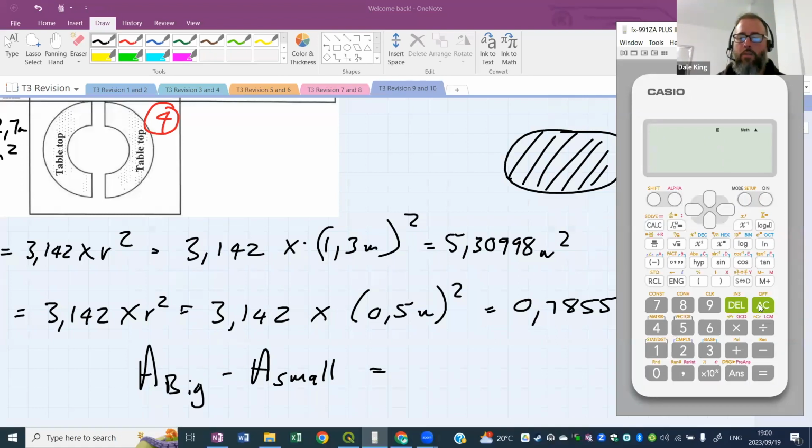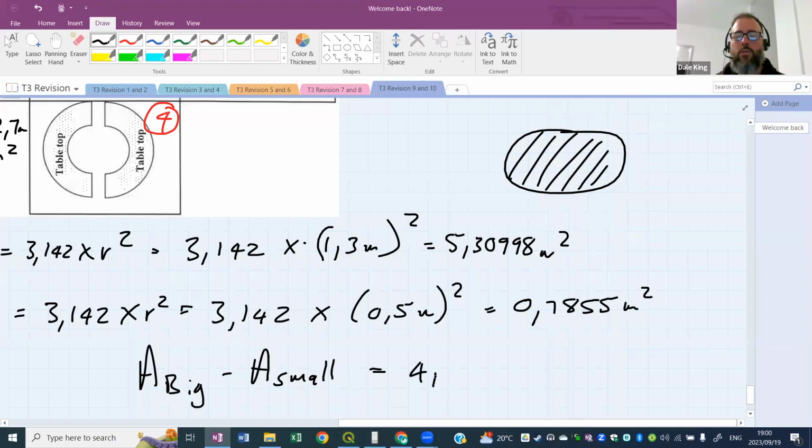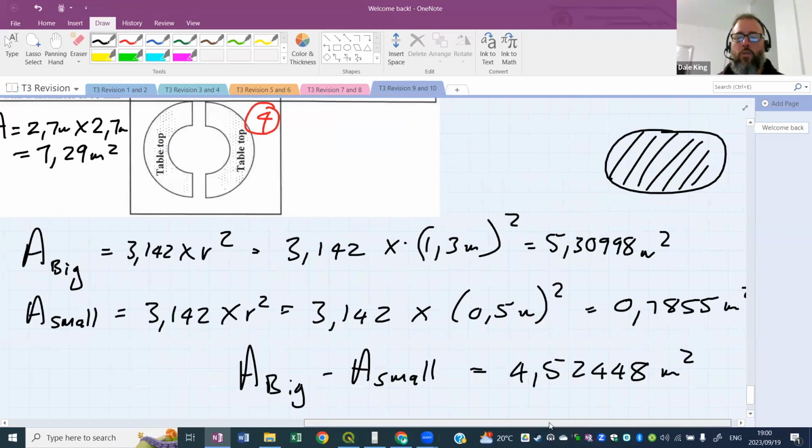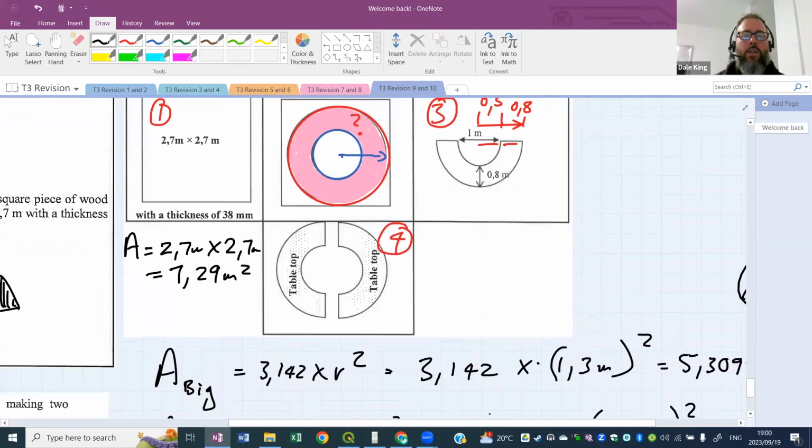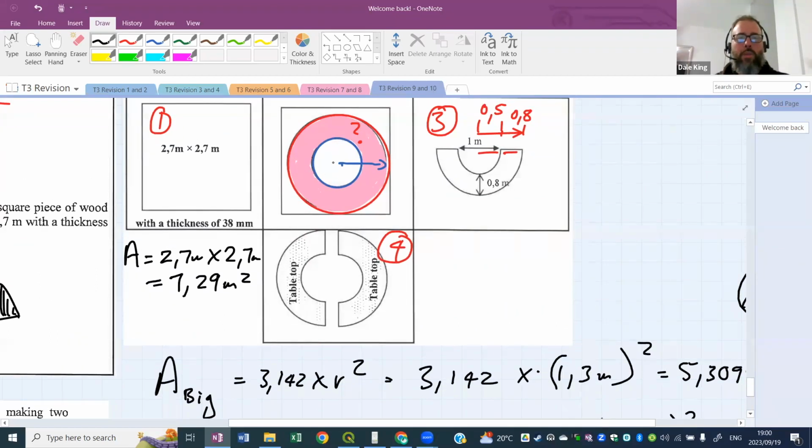So I'm just going to write the answer here now. I'm not going to write the whole thing out because we're running out of time. So 5.30998 minus 0.7855. Okay, so 4.52448. I'm keeping decimals, guys, until the end. All right. So this 4.52448 is now the pink shape. It was a big circle minus the hole in the middle. We don't want the hole in the middle. We just want to know what the pink part is. So we take a whole circle and we take away the hole in the middle. That's left us with that pink part at the top there.